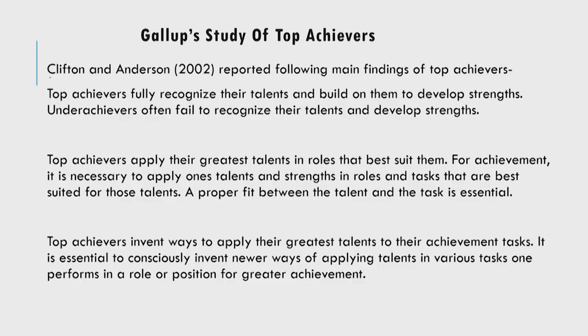Clifton and Anderson in 2002 reported the following main findings associated with top achievers in different fields of study. One thing they found is that top achievers fully recognize their talents and build on them to develop strengths. One thing was very clear from their data: the people who achieve certain successes in their life or become top achievers in different fields of their activities recognize their talents, refine them and make them their strength. That is one of the important findings.